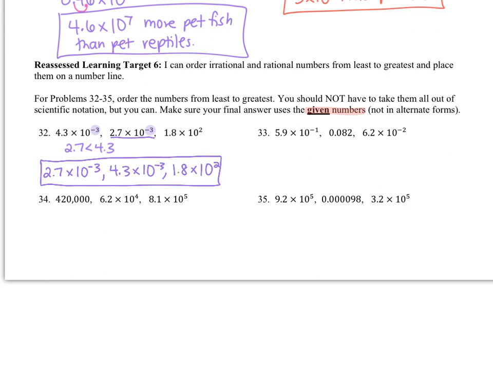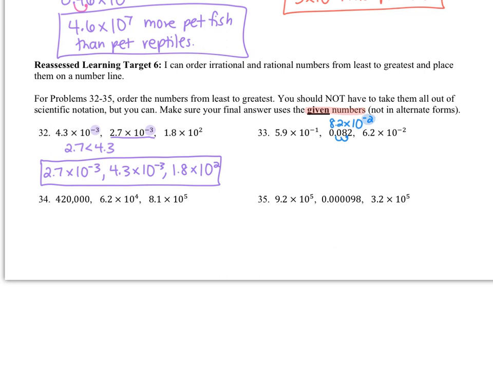The next one, we have two numbers in scientific notation, but the third one is not. So let's go ahead and put it in scientific notation. 1, 2. So 8.2 times 10, I moved it twice. It's a small number, so it's actually a negative exponent. So now I can see I've got an exponent of -1, -2, and -2.